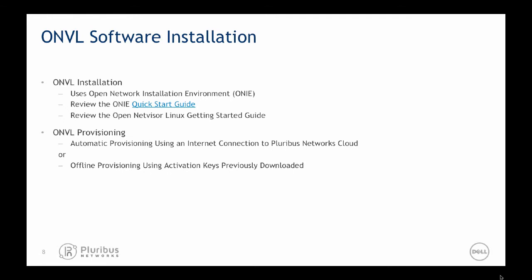ONVL provisioning is also automatic if the activation process has already been completed and the switch has access to the internet. If the switch does not have internet access, then offline provisioning is required. The activation keys downloaded earlier must be copied to a USB stick and inserted into the USB port on the switch. The ONVL provisioning process will automatically locate the activation keys on the USB stick and provision the switch.